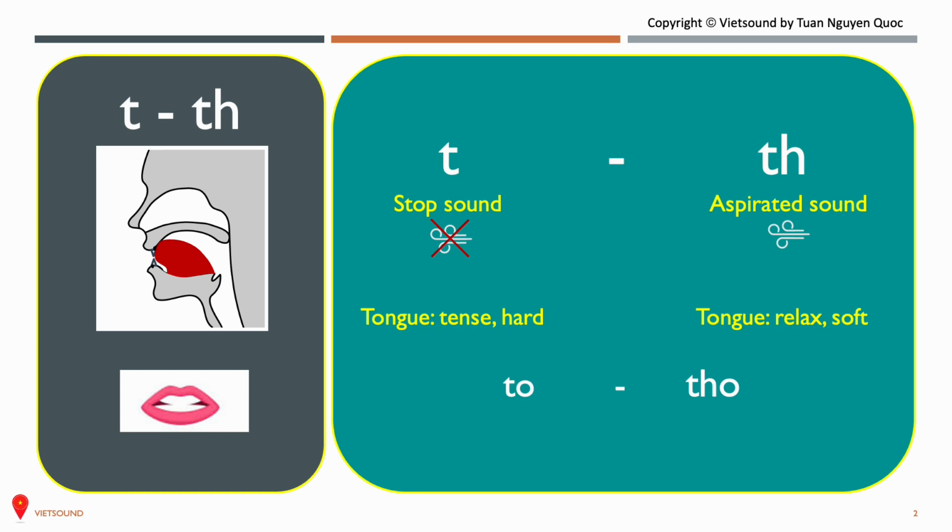And the second thing is the th sound is a hard sound. So when you say the word with the th sound, your tongue should be tense and hard. But the th sound is a soft sound. So when you say the words with the th sound, your tongue should be relaxed and soft. Now let's hear how I say these two words with the th and th sound. Ta, ta, again. Ta, ta. I hope you can figure out the difference between these two sounds.